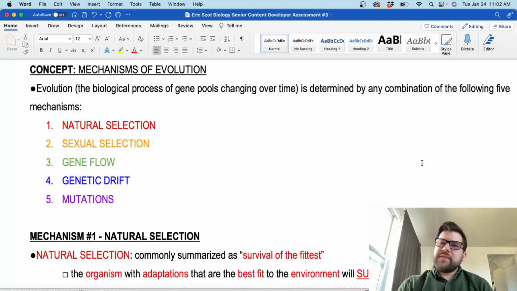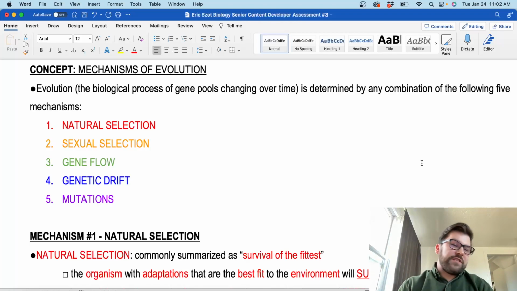So the mechanisms of evolution. What are those? There are 5 of them. What are mechanisms? Mechanisms in general are just functional processes, just how something works, how it happens. So evolution is a biological process. Really, our working definition here is just gene pools changing over time. We know gene pools change, we know species change over time, and the 5 mechanisms explain to us how this actually happens, how we see these changes in the gene pool.